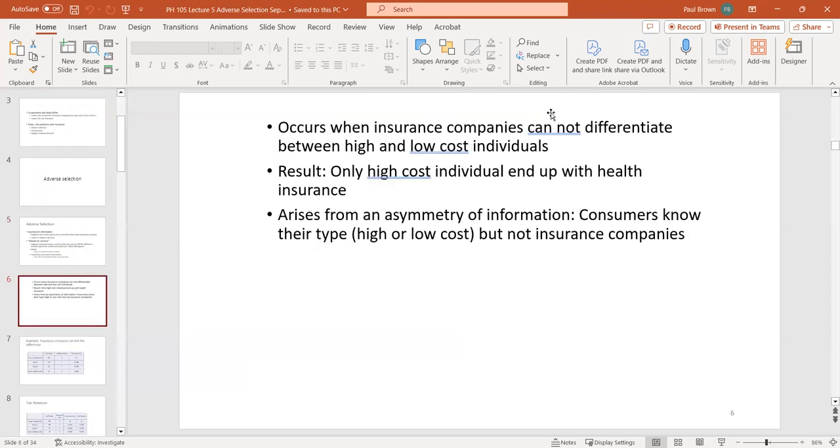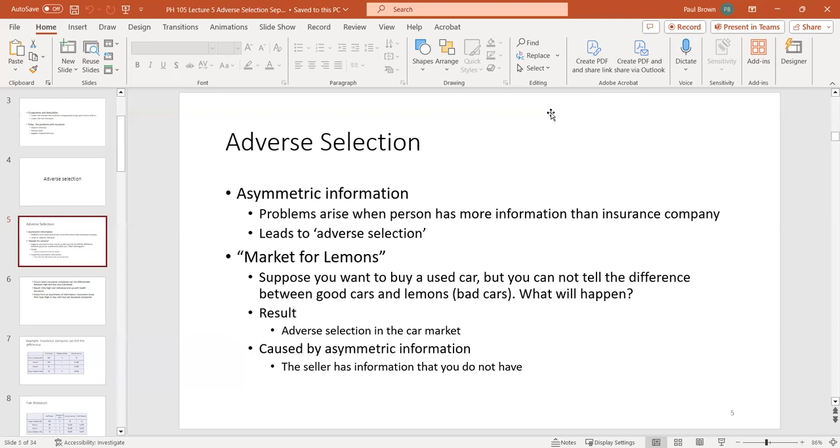Suppose there are two types of cars, good used cars and bad used cars, and you can't tell the difference, but the dealer can. Let's say a good used car sells for $10,000, and a bad used car is worth $5,000. If you go to a used car dealership and see this car sitting there, you don't know whether it's good or bad, but you know the dealer does. How much would you be willing to pay for this car? Good used car, 10,000; bad used car, 5,000.